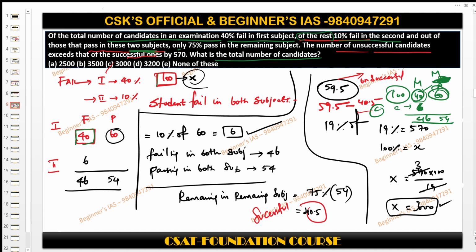Then after this only 75 pass in the remaining subject. So what would be the remaining here? This is failure. What would be the remaining? Out of this 54, 75 percent of the students only pass in the remaining, which means 25 percent of this 54 is a failure. That also you can calculate. Understood? Yes, sir.